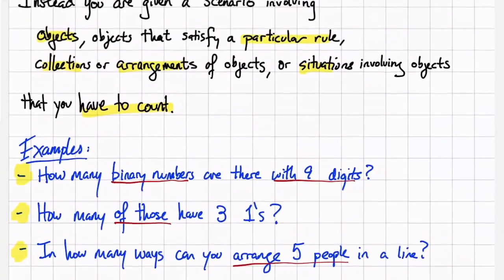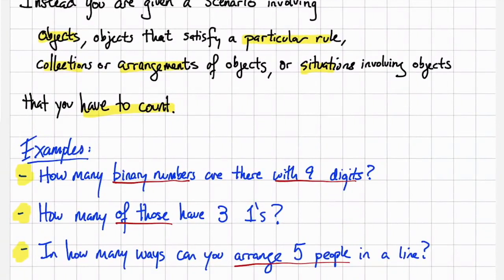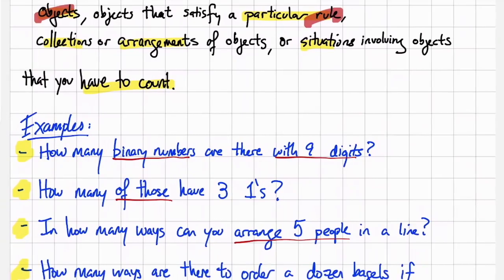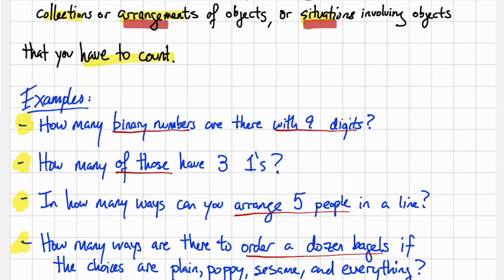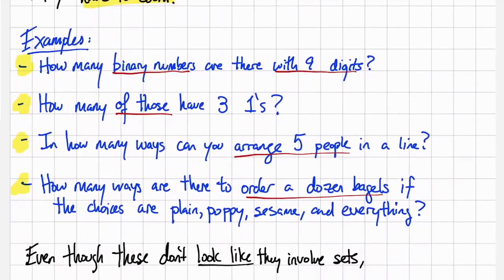You can see this first question is asking us to count objects. The second question has some restriction related to those objects. The next question asks us to talk about arrangements of objects. The last question is asking us about a situation involving objects. And each one of these questions involves counting something.